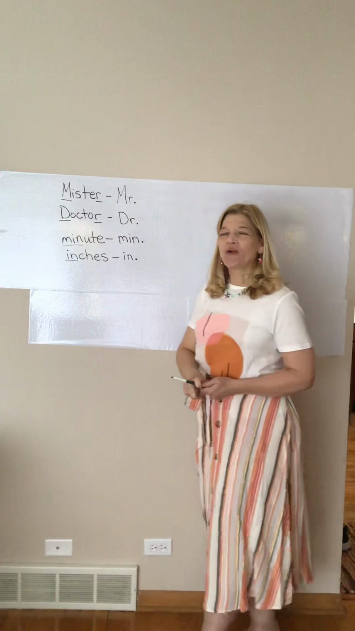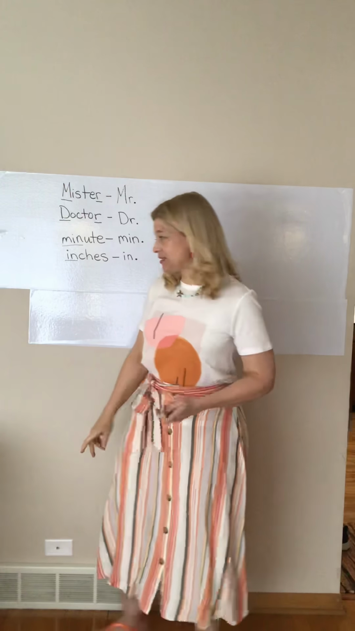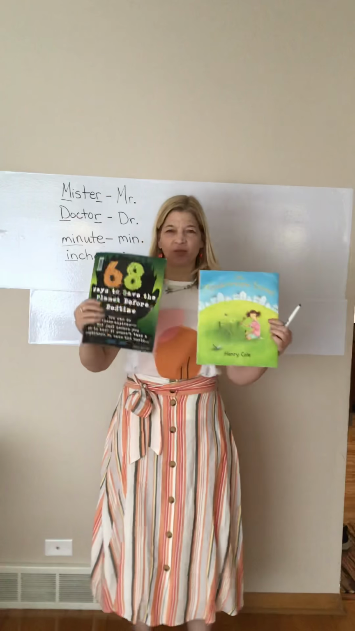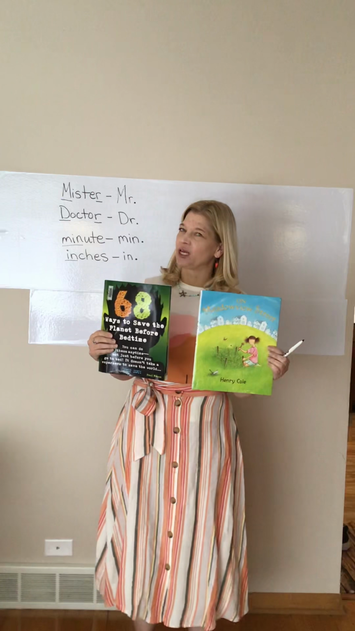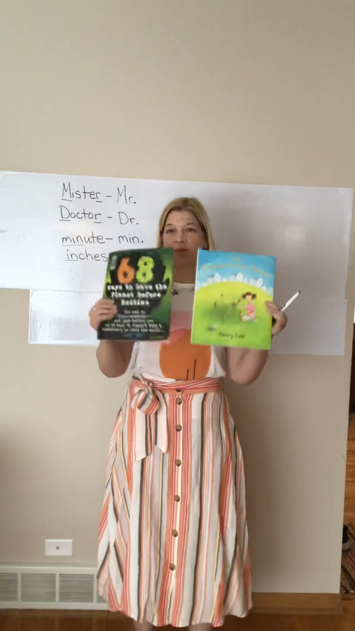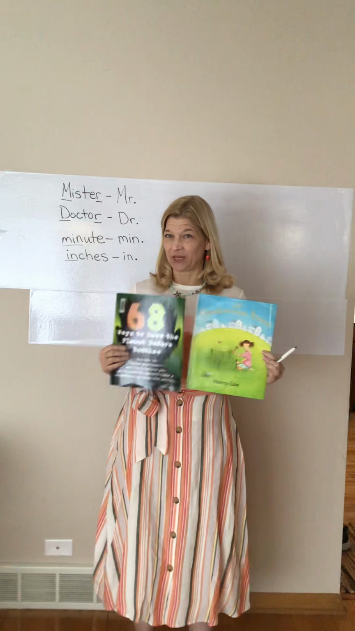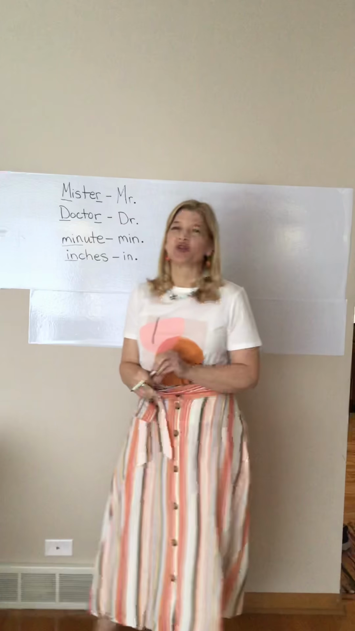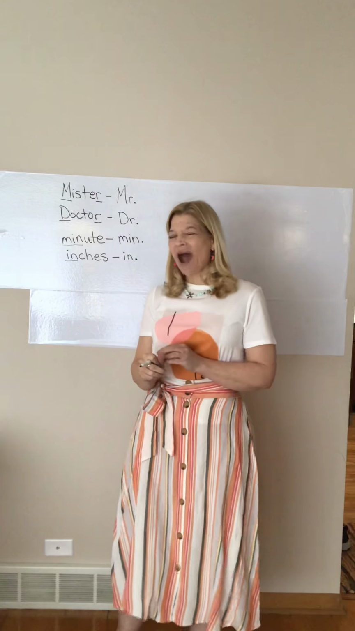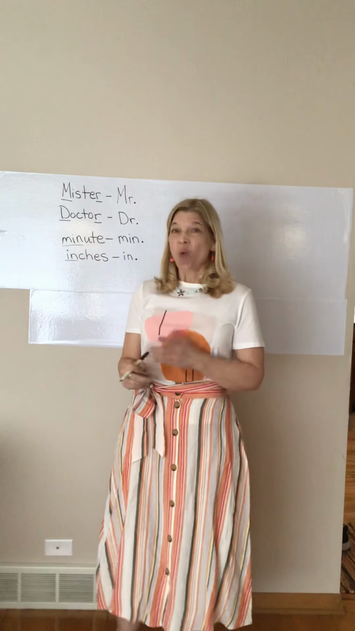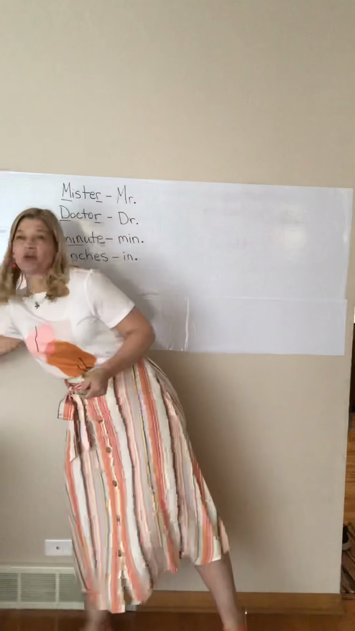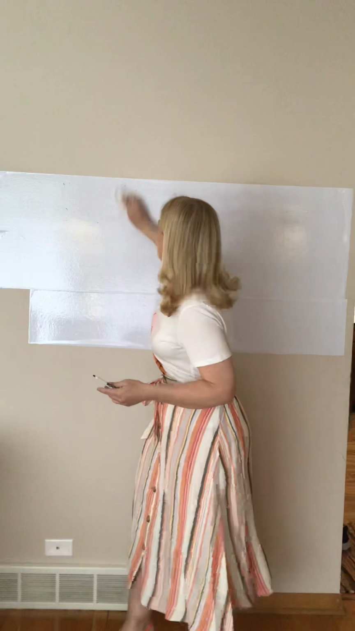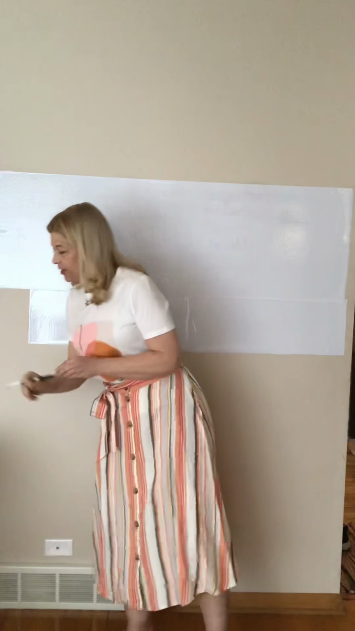Okay, we are going to be taking a look at our books one last time. So you're going to want to see these two books, 68 Ways to Save the Planet Before Bedtime and On Meadowview Street. We are going to analyze what we call the author's purpose, why they were writing that book. We know that an author can write a book to entertain, inform, or persuade. So we're going to look at our chart up here.